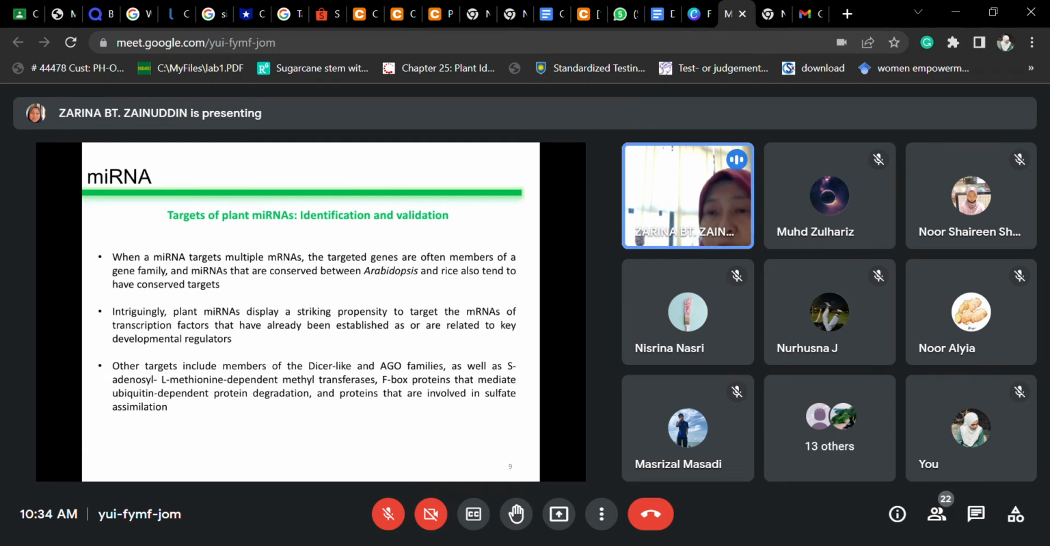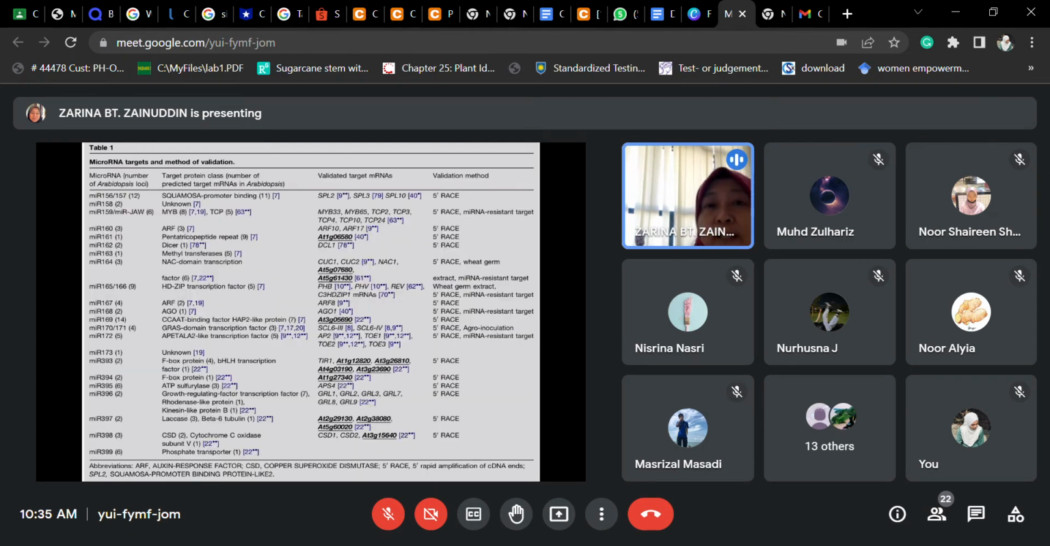that are already established or related to key developmental regulators. Other targets of microRNA include the dicer and argonaute families, as well as S-adenosyl-L-methionine dependent methyltransferases, F-box proteins that mediate ubiquitin dependent protein degradation, and also proteins that are involved in sulfate assimilation. So these are examples of different types of microRNA in Arabidopsis, and these are the target proteins, meaning the proteins that they control and regulate.